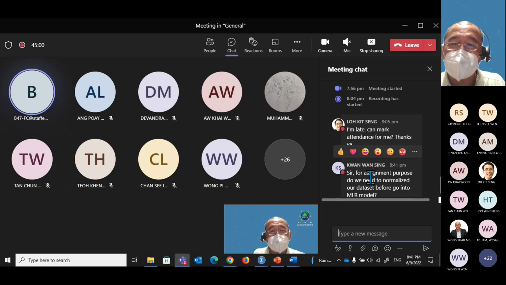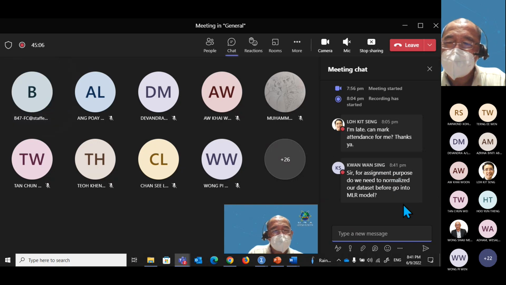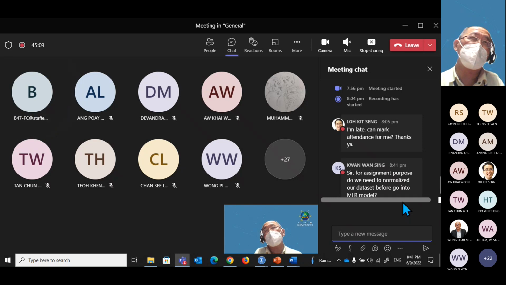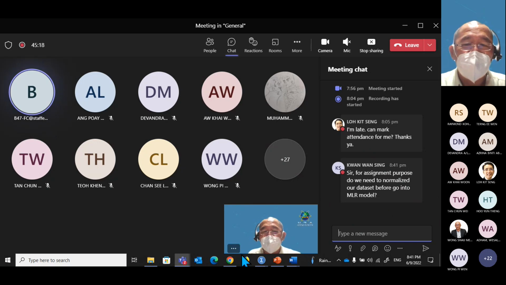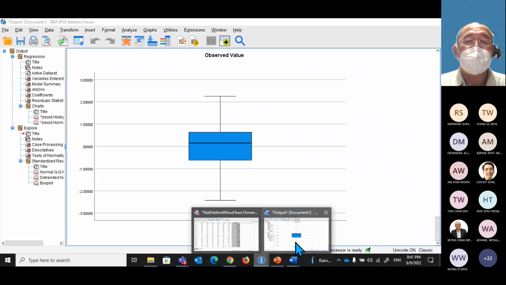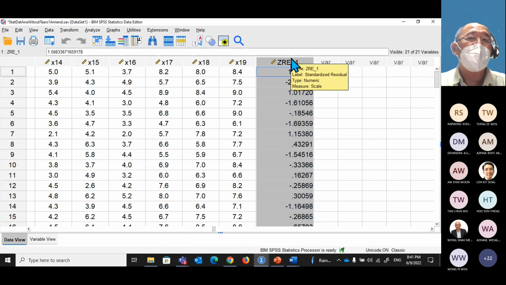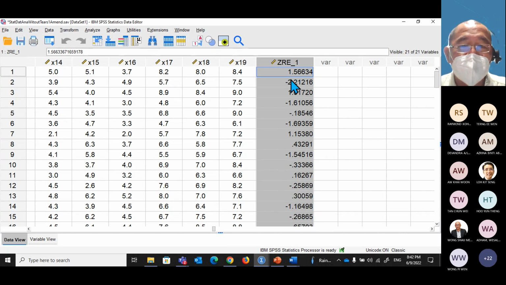So you see, I answer the question asked by Guan Sing. You do not need to normalize because you just use the original data. If you want to normalize, you can do it in SPSS, and then it will give you another column like this. Can you see? Then you use this to do testing, for example to test whether the data is normal or not normal, and also other things.